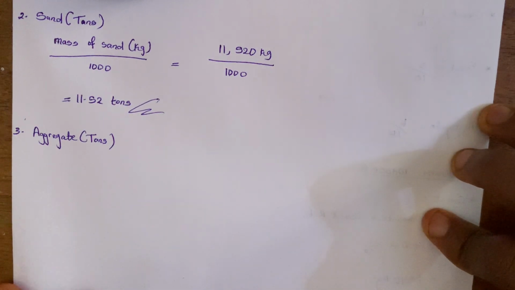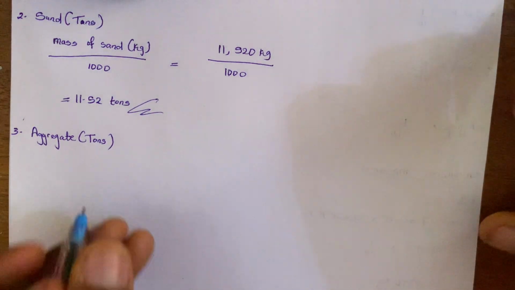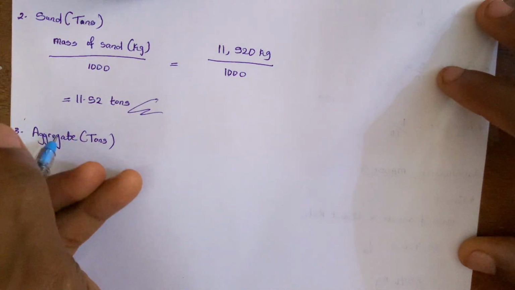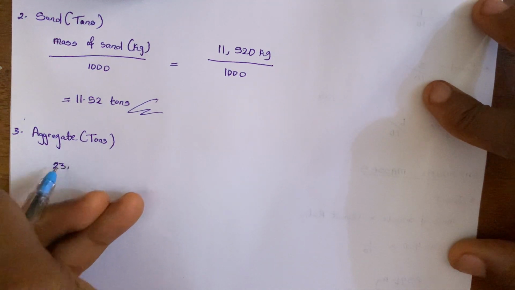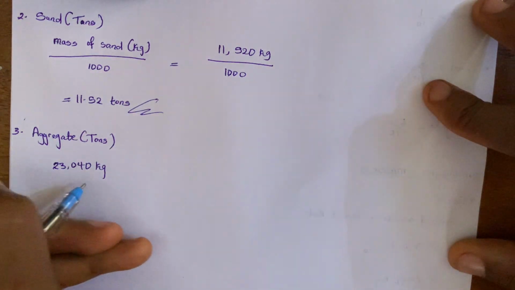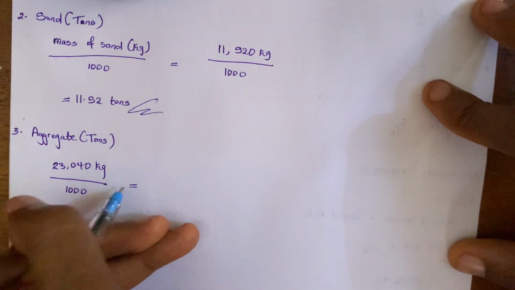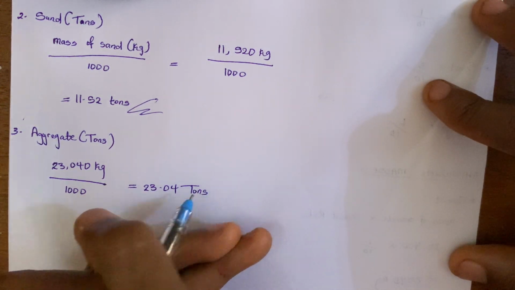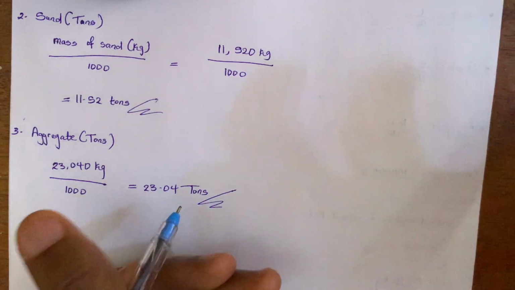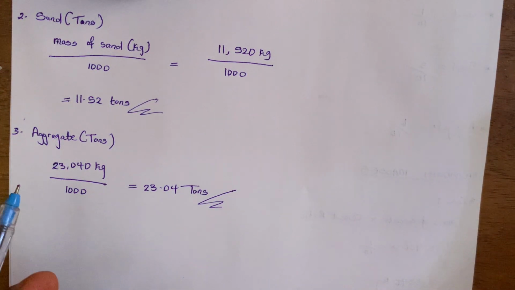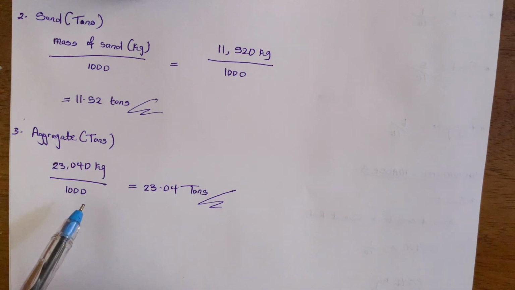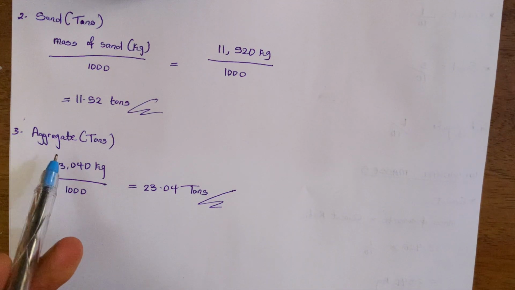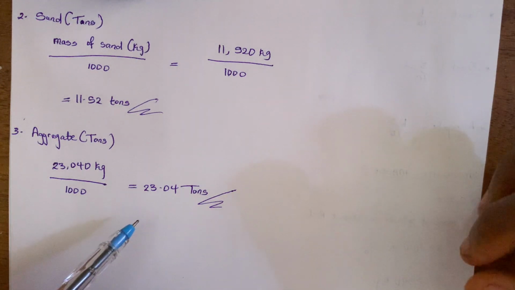So the next thing you are going to be doing is for your aggregate. So our aggregate is also measured in tons. So we'll still use the same formula. The mass of our aggregate divided by 1,000. So we calculated the individual mass of our aggregate as 23,040 kilograms. So we're going to be dividing it by 1,000, and that will give me 23.04 tons of aggregate. So when you add a certain percentage for waste, then you will know how much quantity of aggregate that you are going to be catering for.